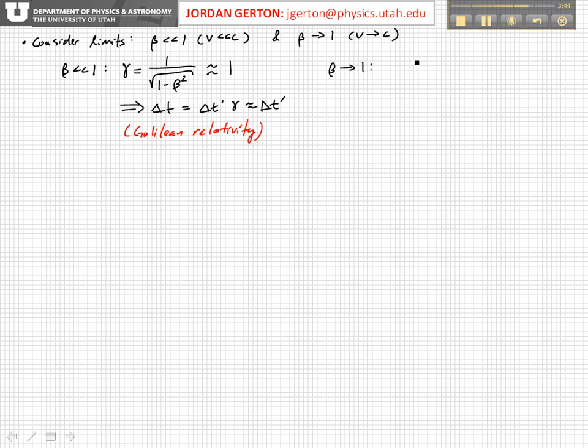The opposite limit, beta approaches 1. If beta is very close to 1, then this denominator is very close to 0, and so we get that gamma approaches infinity. In this case, delta t also approaches infinity. This just says that larger relative velocities lead to more time dilation.